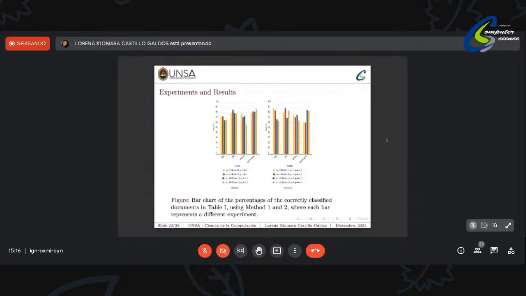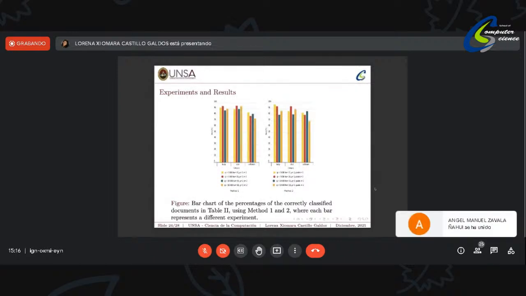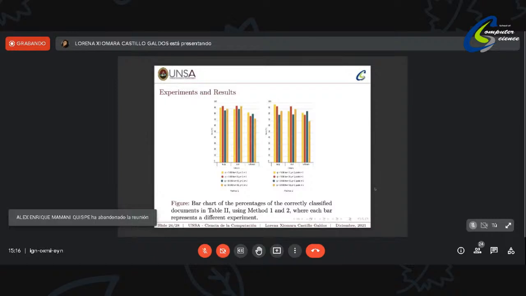Here we have a better representation of the results. Here we have a bar chart of the percentages of the correctly classified documents in table 1, using method 1 and method 2, where each bar represents a different experiment. As you can see here, the parameters and the results. And here we have a bar chart of the percentages for table 2 using method 1 and method 2. With this bar chart, we can observe that with method 1, the graphs do not vary that much as with method 2.